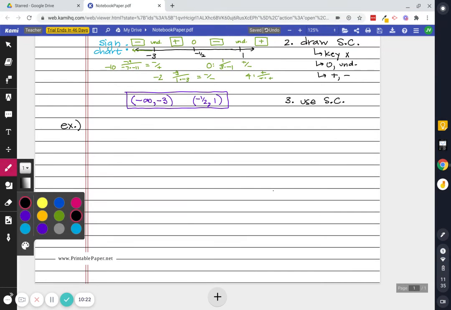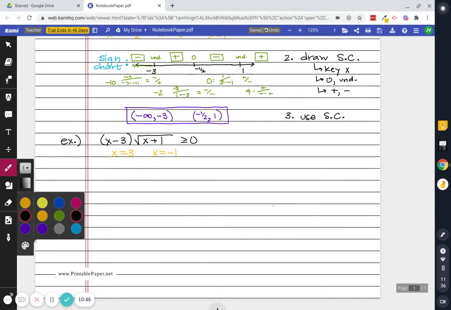Okay, so here's my next one. x minus 3 times the square root of x plus 1 greater than or equal to 0. What are my key x numbers? Well, my key x number from the first set of parentheses is x equals 3, and from the second, it's x equals negative 1. Those are my key x's. Then it's time to draw the sign chart. As I draw my sign chart, I label my key x's first. Done. Now I'm going to label 0 and undefined.